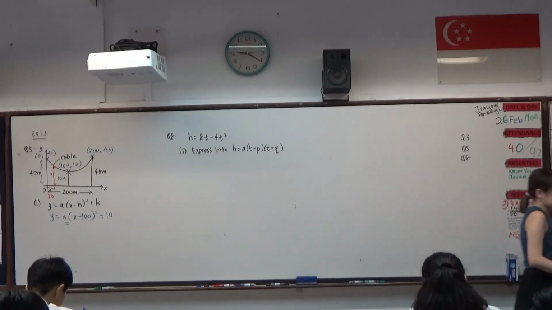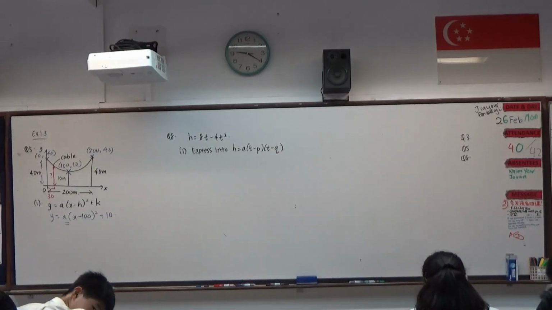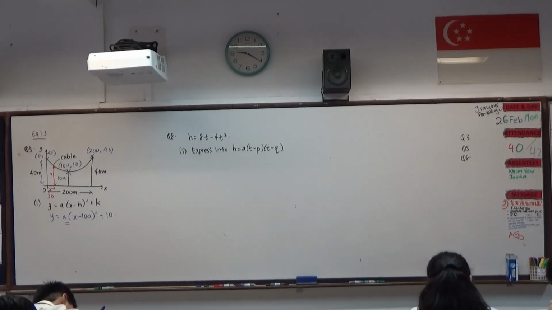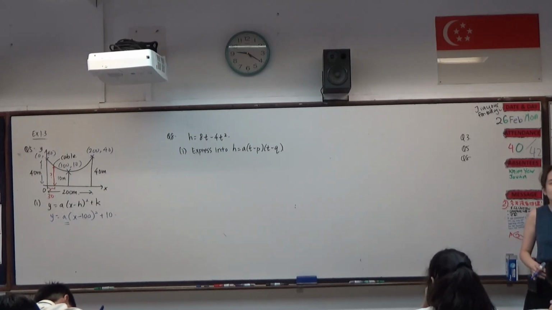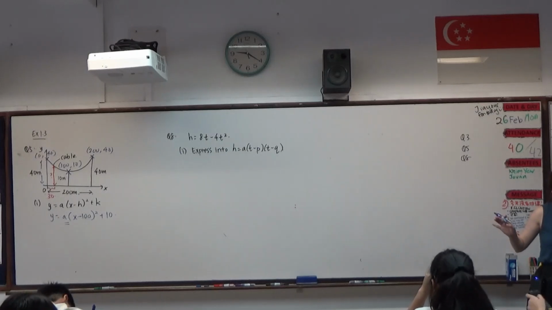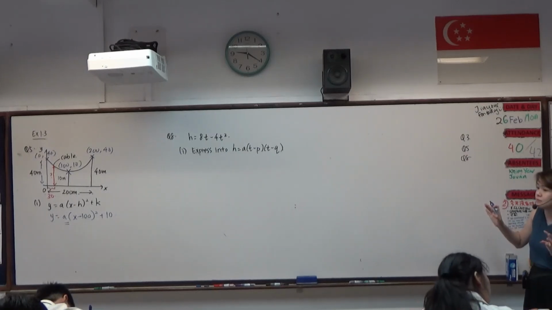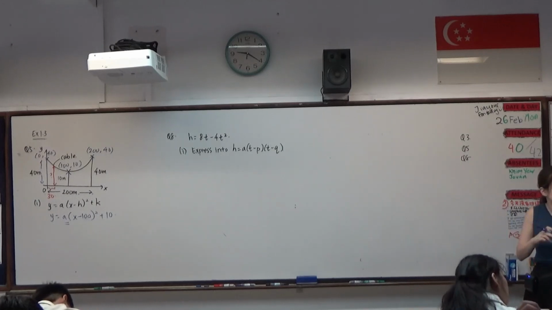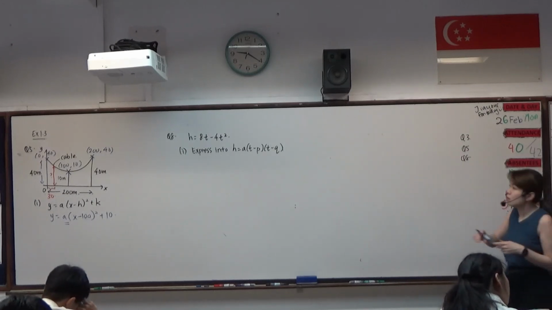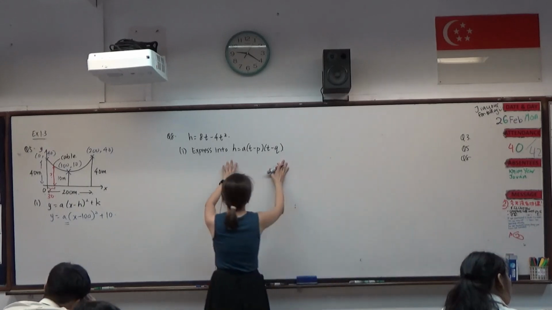Okay, next, we look at question 8. Would part I be a problem? Part I is a problem. What do you understand about part I? Expressed into this form, what does it mean? What does this form here actually mean?